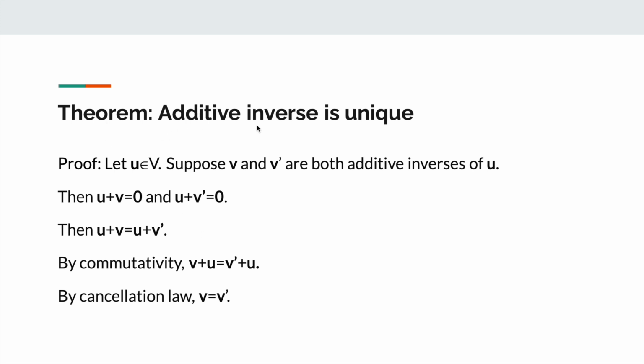Theorem: additive inverse is unique. Proof: let vector u belong to V. Suppose v and v prime are both additive inverses of vector u. Then u plus v is the zero vector and u plus v prime is the zero vector. Then we have u plus v is equal to u plus v prime. By commutativity, we have v plus u is equal to v prime plus u. By cancellation law, v equals v prime. So we know that the additive inverse of a vector is unique.